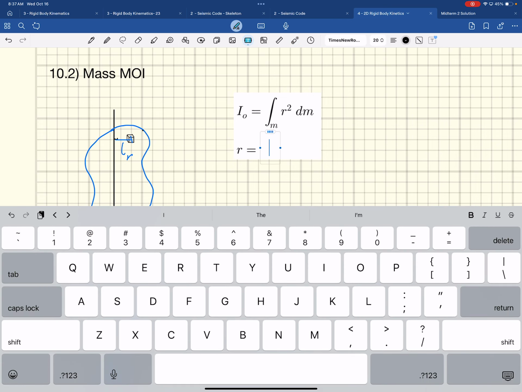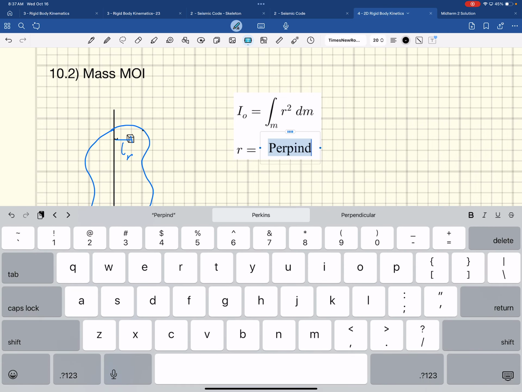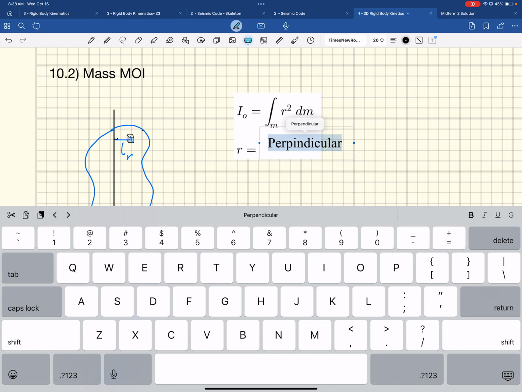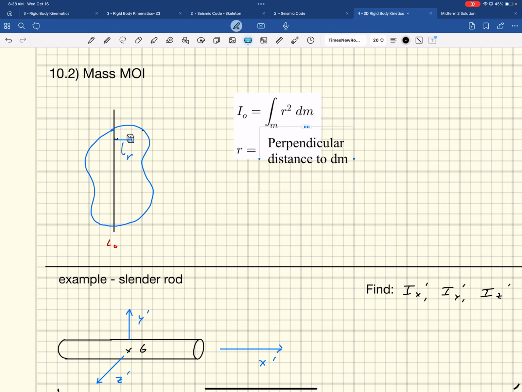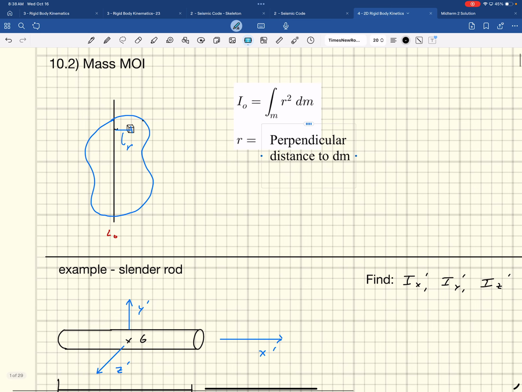Just to finish these out. We'll do some examples here in a second. That is the pure definition of what the mass moment of inertia is.